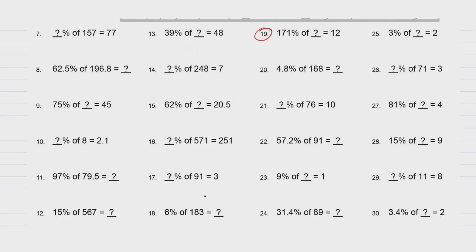Come back to the worksheet. Problem number 19 is going to be 7. Problem number 20, 4.8% of 168. 4.8% of 168 equals an unknown number. Well, this is great. It's going to be a multiplication problem. I'm so excited. First off, we need to move this decimal 2 spaces to the left to change a percent to a decimal. In the empty space, I put a 0.